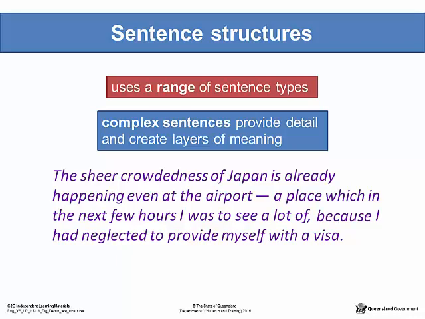Pause the video and read this example of a complex sentence in the final paragraph of Postcard from Japan 1. The use of the subordinating conjunction because provides the punchline to the sentence and reveals the reason why the author is in a bad mood.